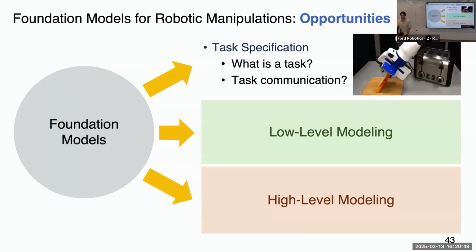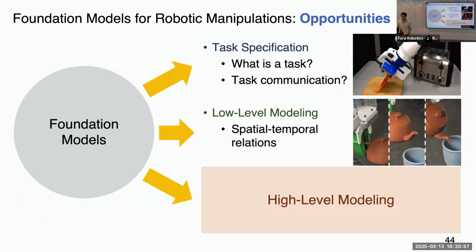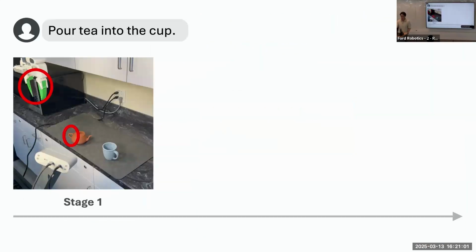That leads to the second opportunity we identified, which is trying to build better low-level modeling through the use of foundation models, especially through spatial-temporal relationship constraints. Take a seemingly simple task as an example: I pour the tea into the cup.